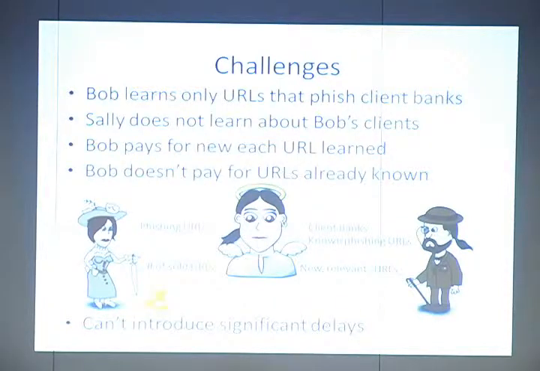And because they both trust this angel, they know that their private information remains private. The only thing Sally learned is how many URLs in total were sold. So she doesn't know which specific URLs were sold, and therefore she can't learn too much about Bob's clients.